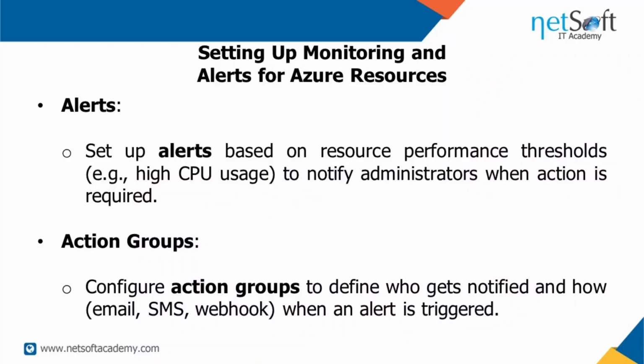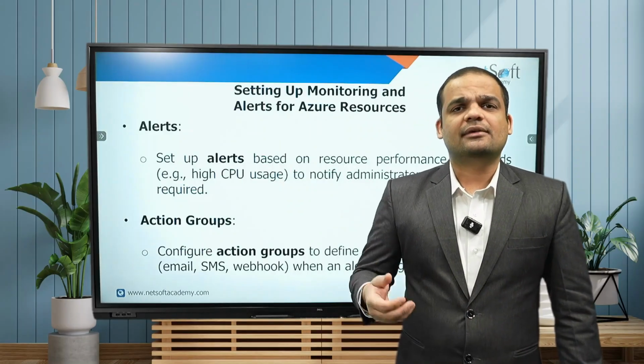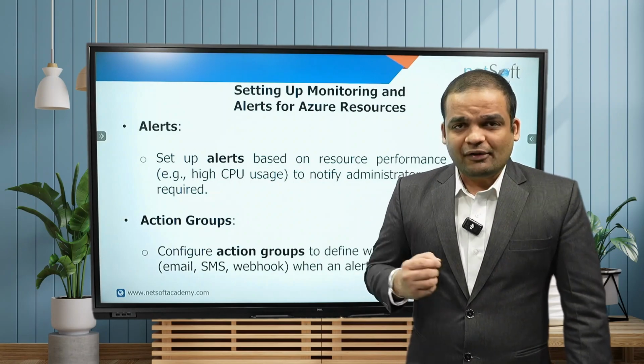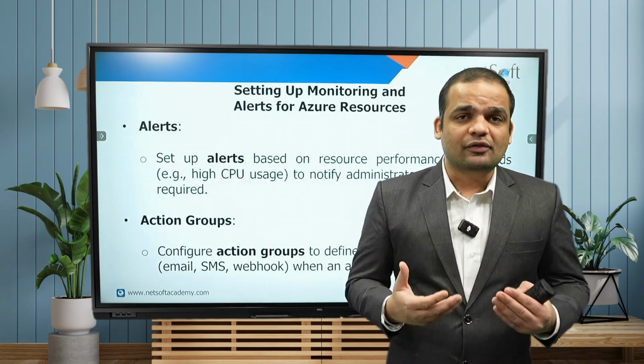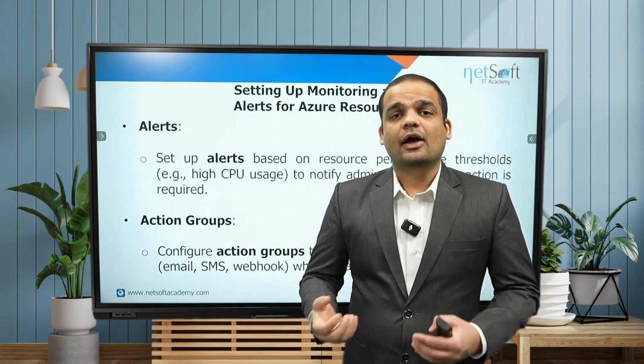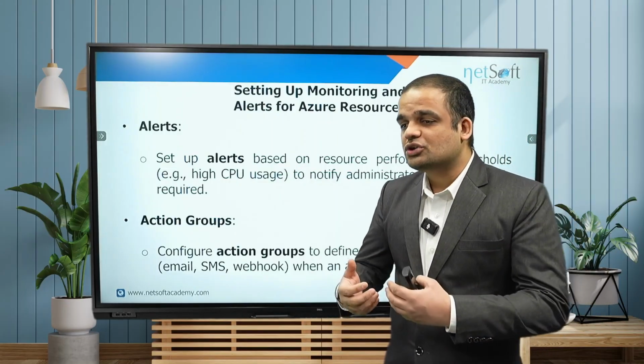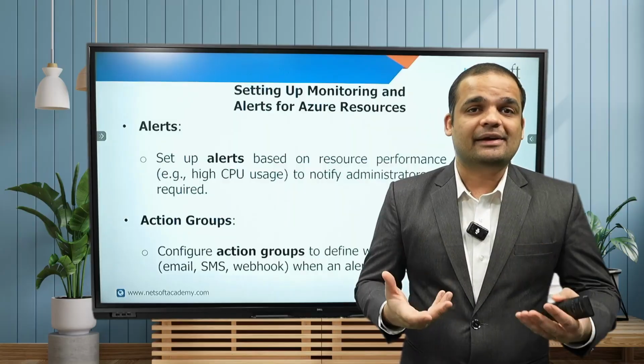If you want to manage your resources properly, think about alerts. While you're on vacation or at home, if something goes wrong, you should get alerts. So set up alerts for performance thresholds, for example CPU usage or memory usage. Why do that? To notify you or other admins when action is required or when a solution is required immediately.